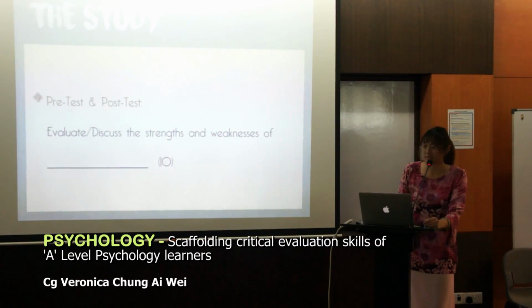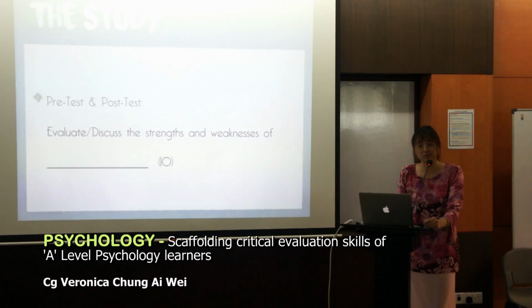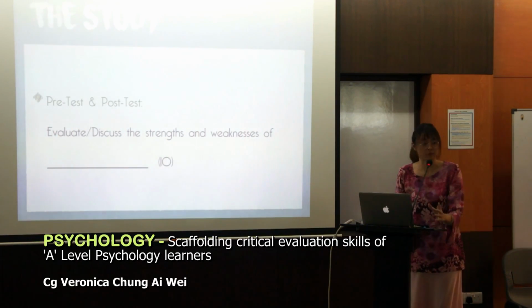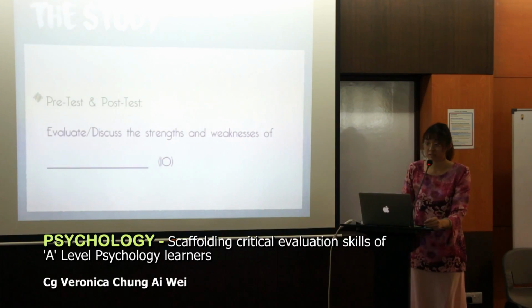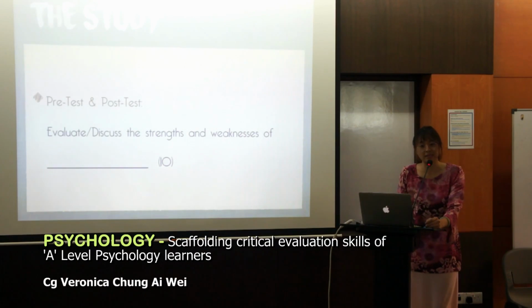So what I did is I took one of the highest scoring questions in psychology, which revolves around evaluate and discuss the strengths and weaknesses of a certain topic. And this is worth 10 marks in AS, and in A2 it can be worth as much as 12 marks. And that's only for one question. There are multiple evaluative questions.